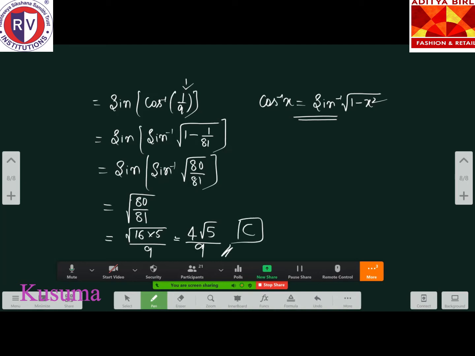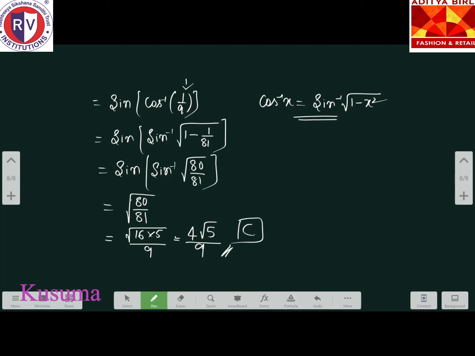Ma'am, this formula, cos inverse x is equal to sine inverse of root of 1 minus x square, is not there in the textbook, I think, in the NCERT book. Yes, make a note of it then. Ma'am, can you send these formulas in the group so that we can refer to them? Yes, of course. I will list out the formulae that are necessary and send it through a PDF in the group. Yes, ma'am. Thank you, ma'am.